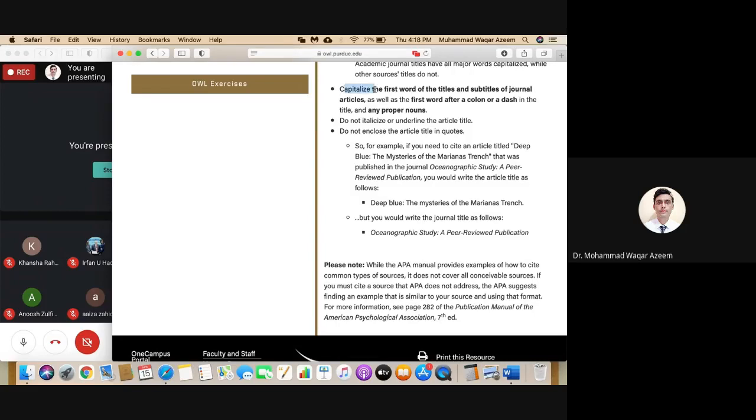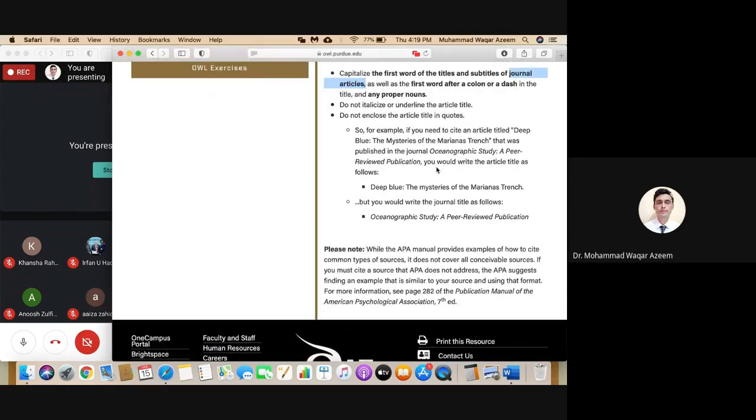Capitalize the first word of the titles and subtitles of journal articles, as well as the first word after a colon or a dash in the title or any proper nouns. Now, this is about the journal article. For the journal article, only the first letter of the title or the first letter of the subtitle is uppercase. Or any word which comes after a colon or after a dash or any word that is a proper noun, its first letter is uppercase.